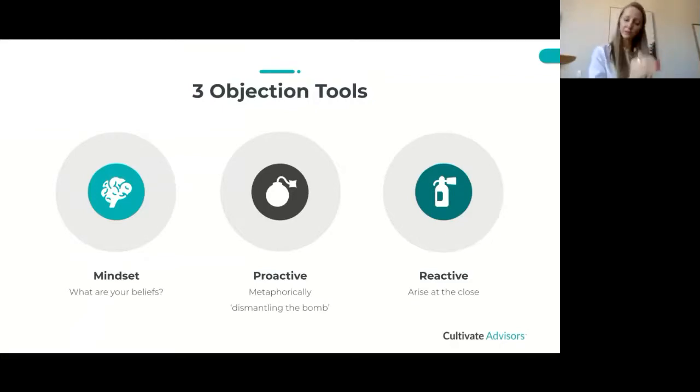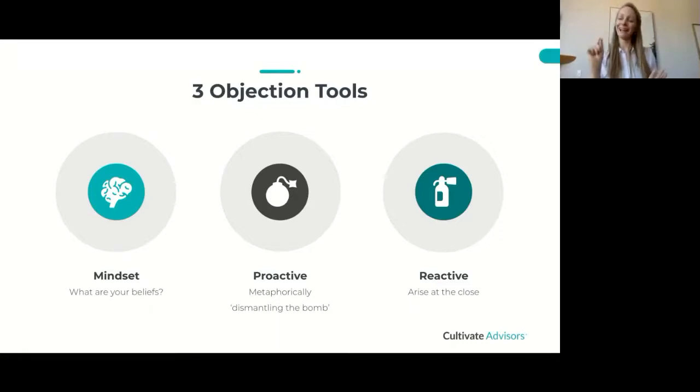Take those to your advisor and say, advisor, help me move through my mindset of why I should charge this much and why it's a great value for the client. So mindset's your first one. Second one, proactive. This is a really great skill to get coaching on from your advisor around how do I pull objections forward from the end and handle them proactively up front. Metaphorically, I call it dismantling the bomb. So that's proactive objection handling. How do I pull them from the back end into the front end so they don't even show up at the end? So go talk to your advisor about that one, because what I'm going to talk about is reactive.